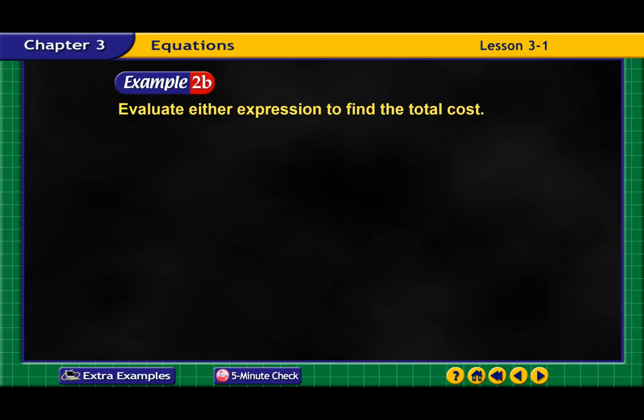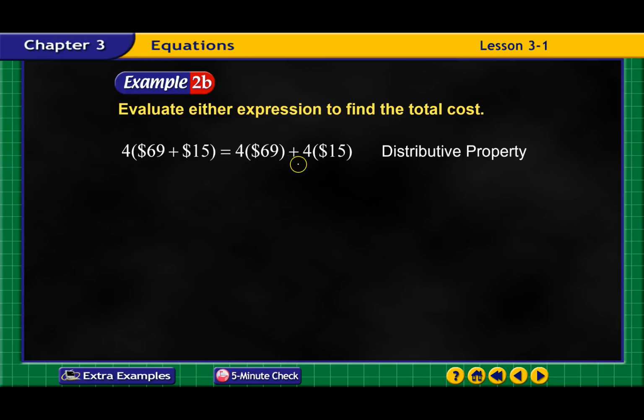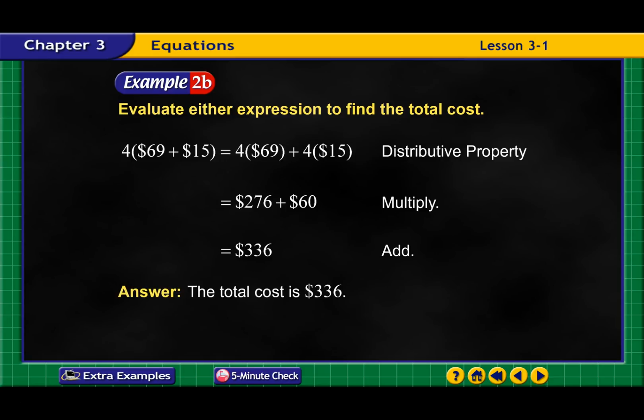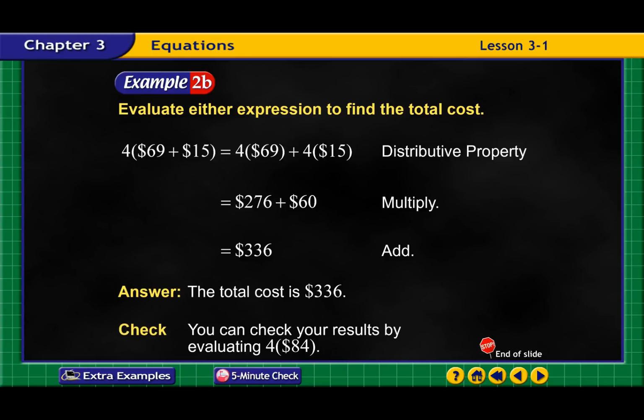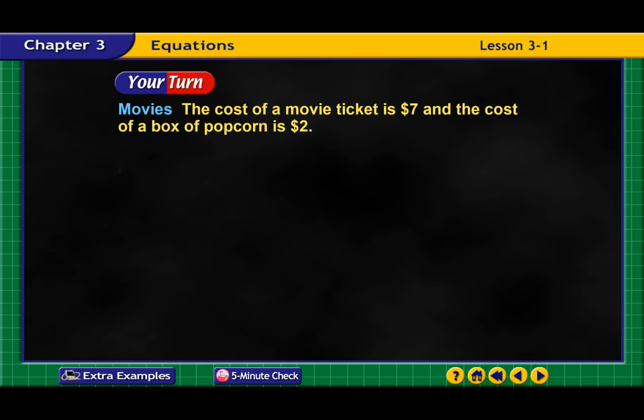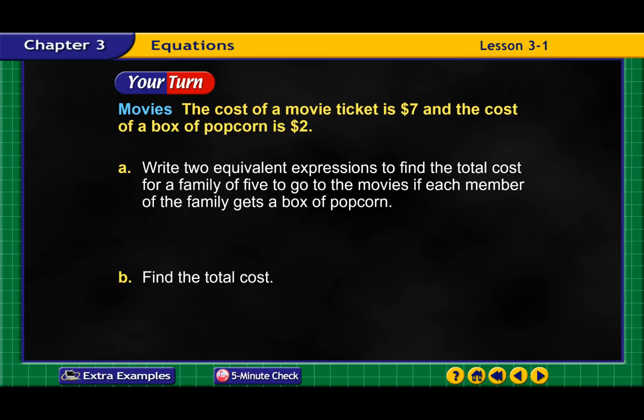So evaluate either expression and find the total cost. So we could either use the distributive property to put them out. Here's our 2 expressions that we could use. And then we multiply those out, add them together, 336. So the total cost would be $336. Check your results by evaluating 4 times 84. 84 is 69 and 15 together. So they actually just did 69 and 15 and then multiplied by 4. It should come out the same. All right, pause this one, give it a shot.